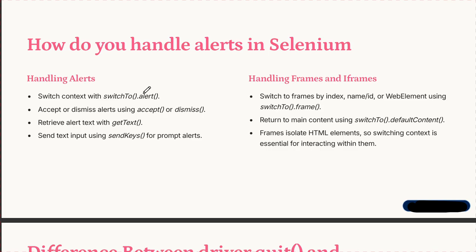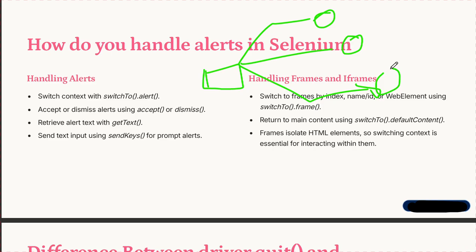Now the next question is, how do you handle alerts in Selenium? So first, what is an alert? An alert is a JavaScript popup which occurs on the screen like a small pop-up box. There are different types of pop-up like simple alert, prompt alert and confirmation alert.